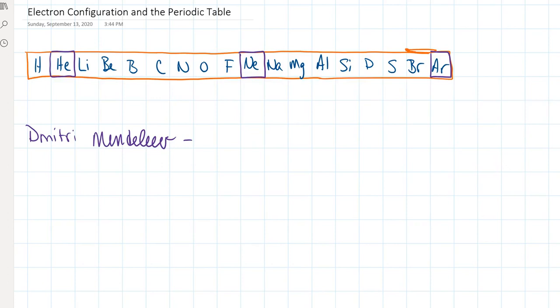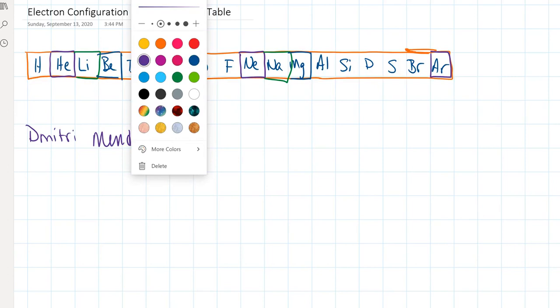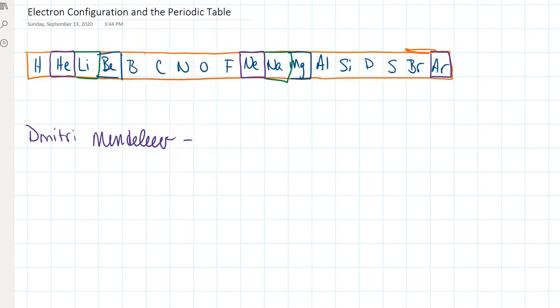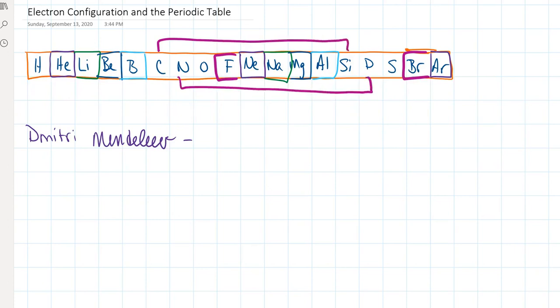In addition, he noted that lithium and sodium have the same properties, as well as beryllium and magnesium, even as he continued to work through. So he noticed things like boron and aluminum had similar properties, things like fluorine and bromine had similar properties all the way through. And he saw that carbon was connected to silicon, nitrogen to phosphorus, and oxygen to sulfur.